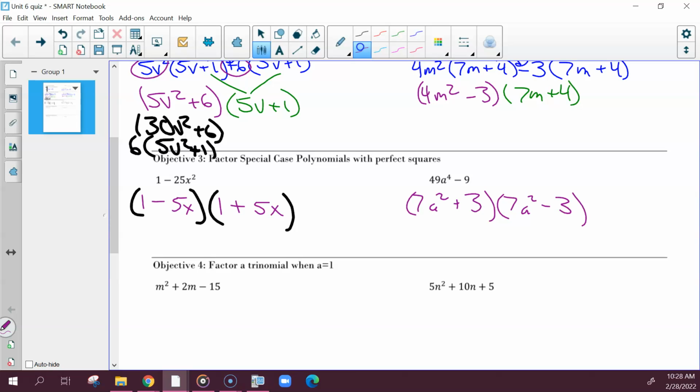Okay. I do want to mention this. Whatever order this is in, notice how here our variable comes last and here our variable is first. Make sure it's in the same order. Don't switch these and put 5x minus 1 because that's not the same. And the sides, it doesn't matter which way. I can put plus first and then minus. It does not matter. Okay. Other questions on that?